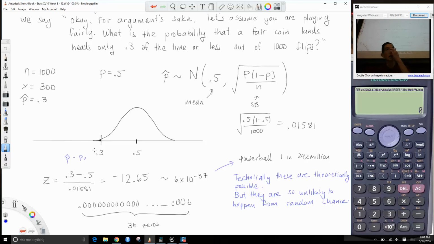Okay. So technically, these results are theoretically possible, but they are so unlikely to happen from random chance. So we conclude that the assumption of fair play is wrong.